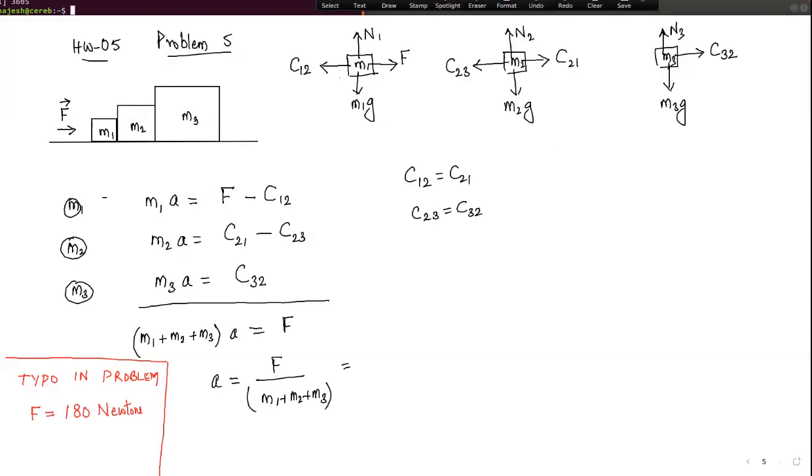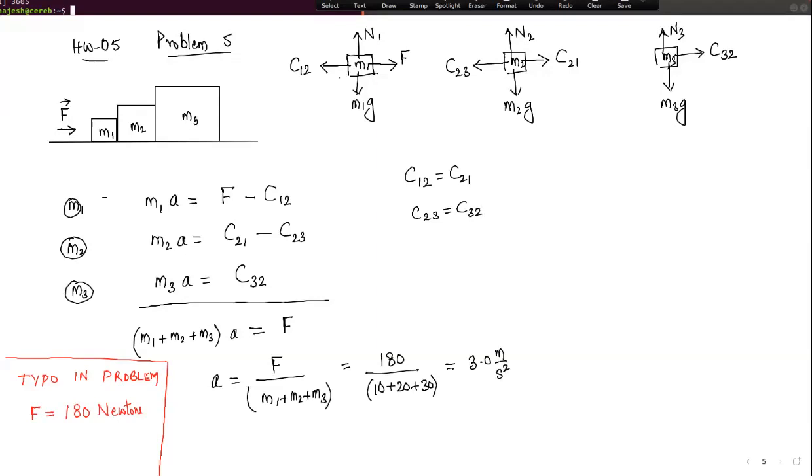That's necessary to proceed because otherwise we cannot find the acceleration. If that is the case, then we can immediately say this is 180 divided by 10 plus 20 plus 30. So that's 180 divided by 60. So that's 3 meters per second square.